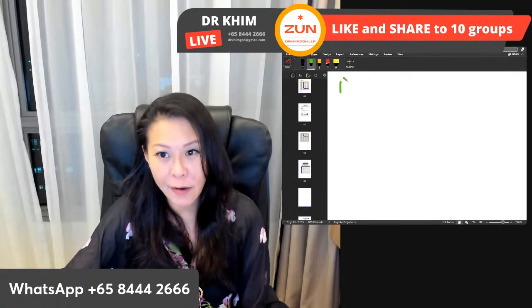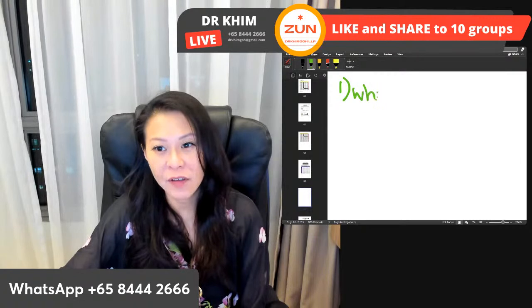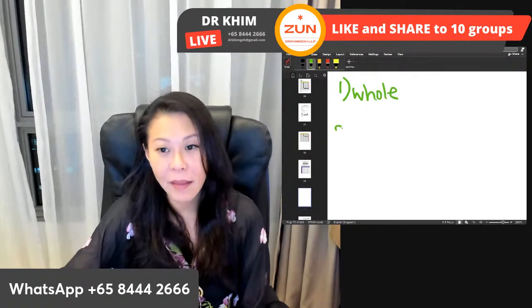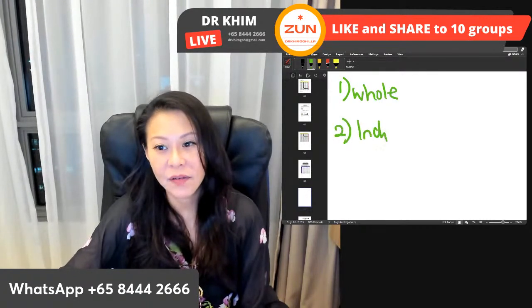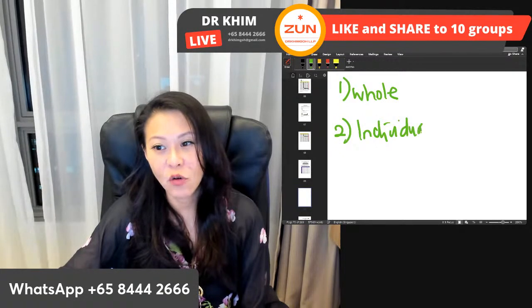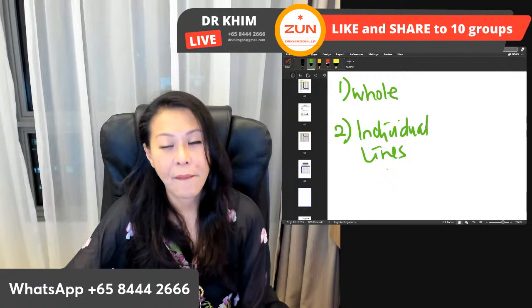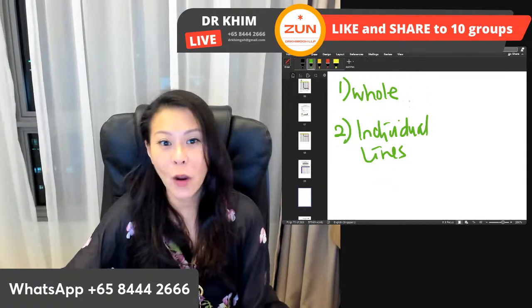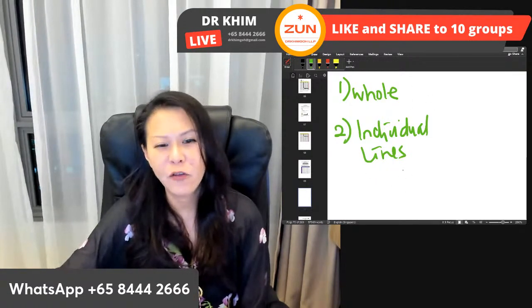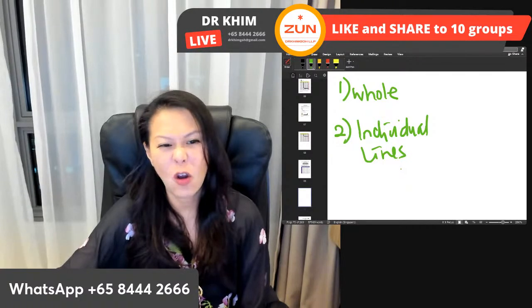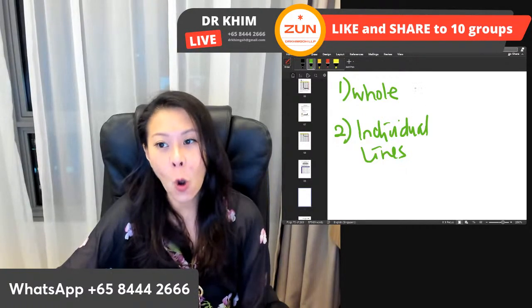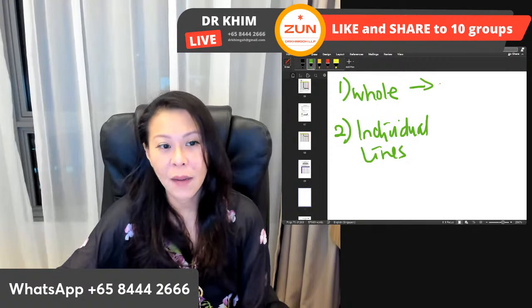So how do you read the gua? First, read the whole thing. Then read the individual lines. That's how you read the gua. Can you just read the whole and not care about the individual lines? Not recommended. The whole is to give you the big picture.